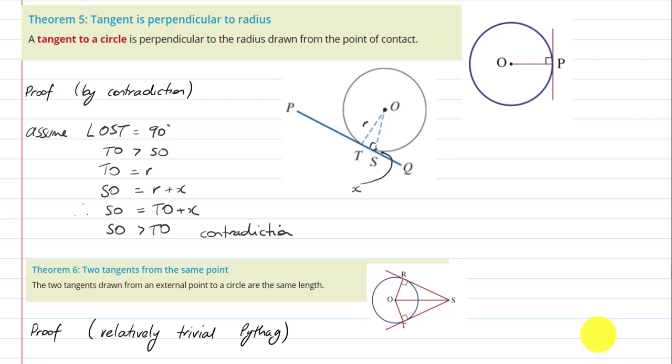And therefore the angle OTS must be the right angle, because we've contradicted the assumption that some other point forms the right angle. So there's theorem 5 proven through proof by contradiction.